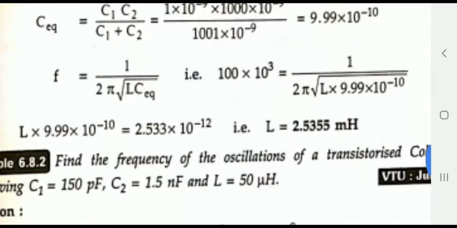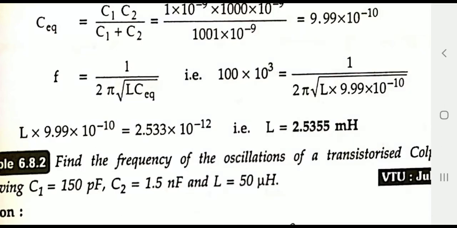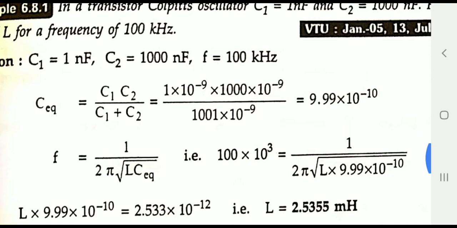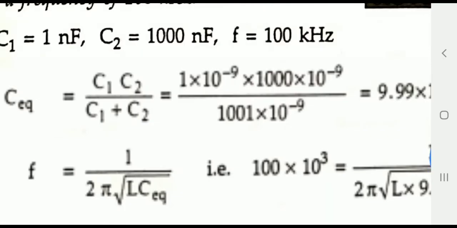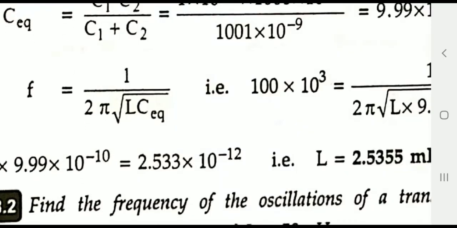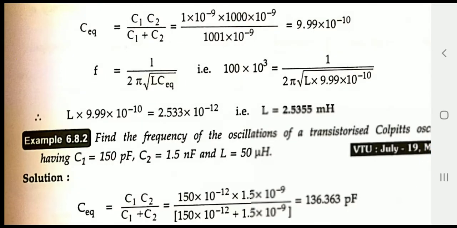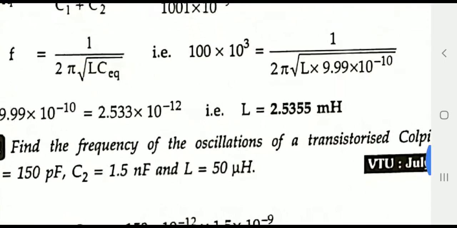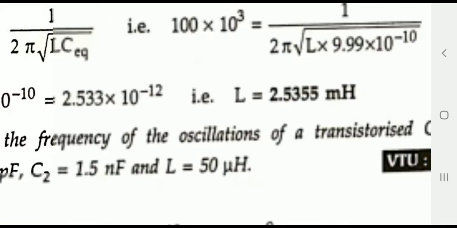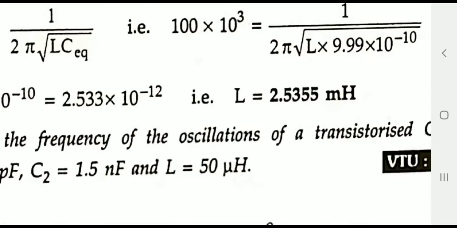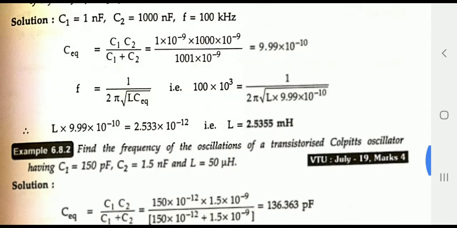Use this formula which belongs to the Colpitts oscillator: f equals 1 by 2 pi square root of L into C equivalent. First find the C equivalent using this, and then substitute this value here and rearrange the equation to get the value of inductance. Here L equals 2.5355 millihenry. Once you get this answer, the problem is completed.